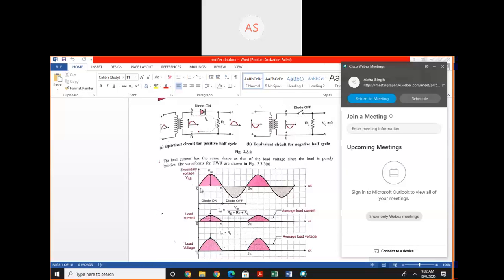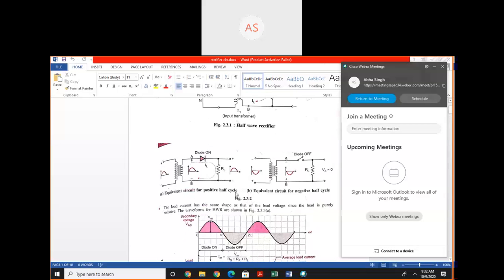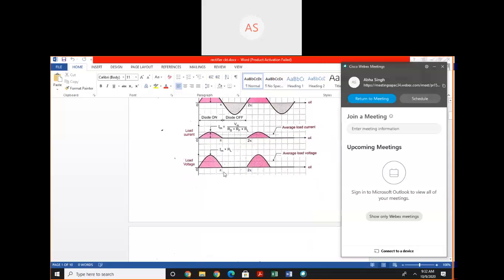This is the wave shape of input signal. Here we supply input signal. This is a step down transformer. So here if we see the waveform between these two terminals, we get a waveform like this. And if we see the output waveform, we get an output waveform like this. We get an output for positive half cycle and zero output for negative half cycle.